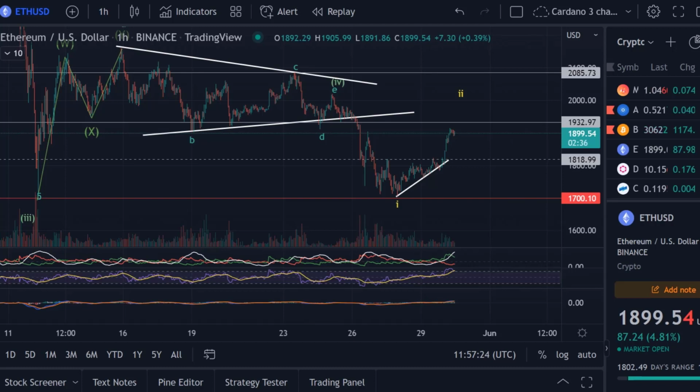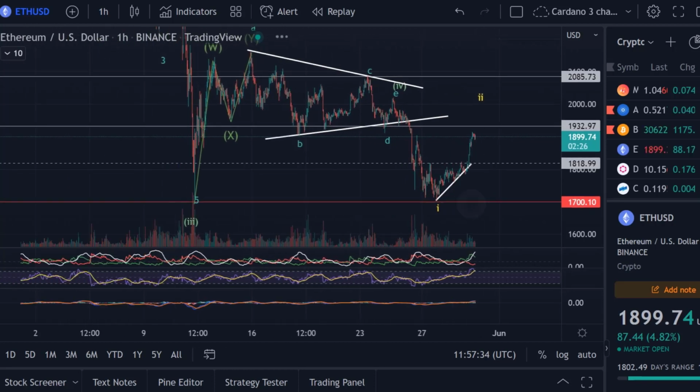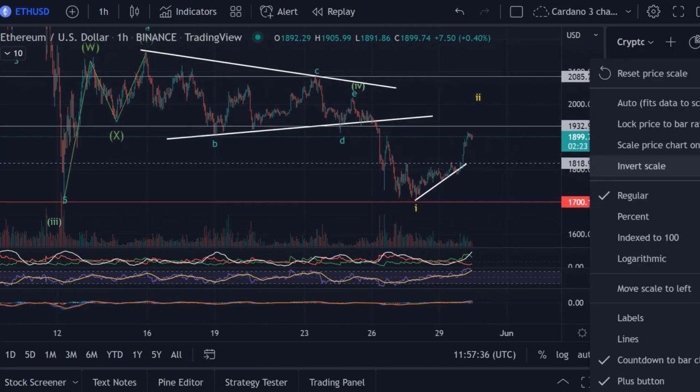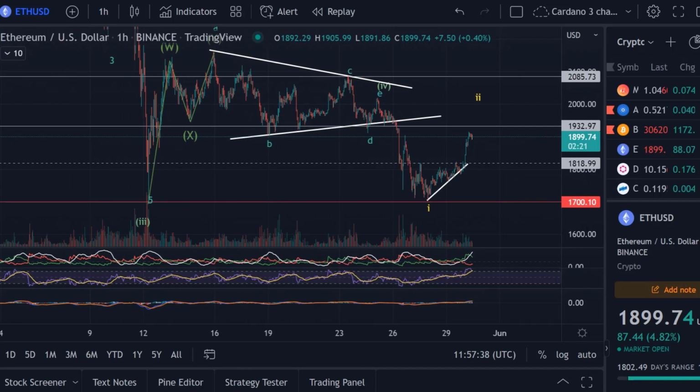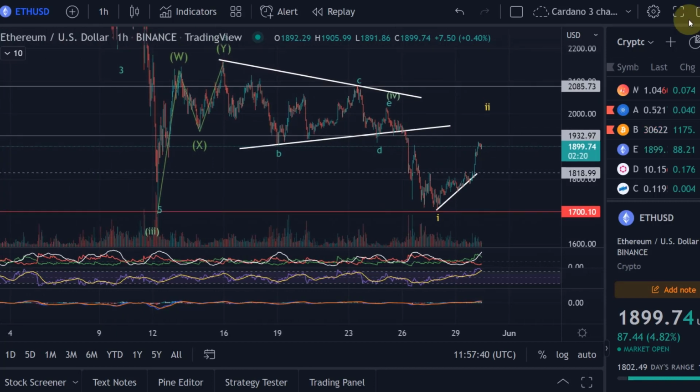So the Ethereum chart is one that I pay very close attention to at the moment, because Ethereum is currently, there are a few options here for Ethereum, right? So currently no change in the overall wave count.